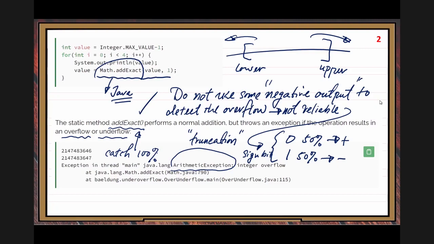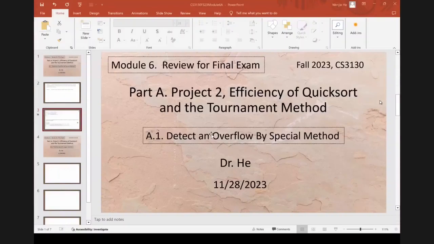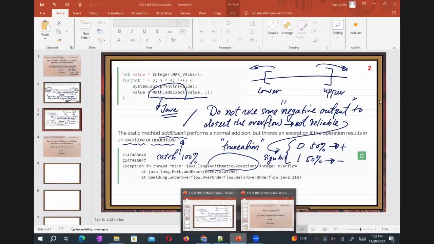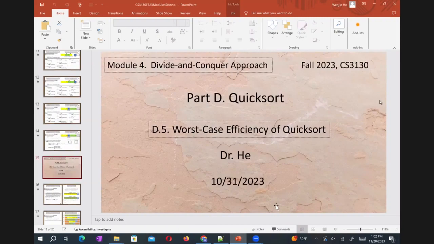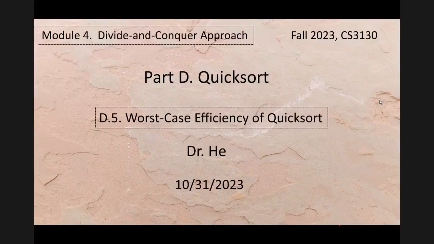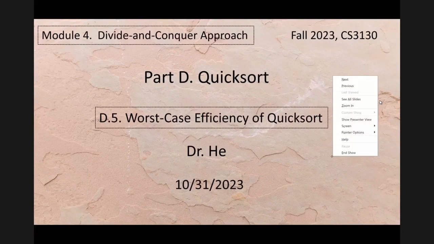Efficiency, Quicksort, because you may need to use this knowledge in about 2 questions in your homework assignment number 2. Yeah, so let me jump there. Bring up Module 4, Part D.5.